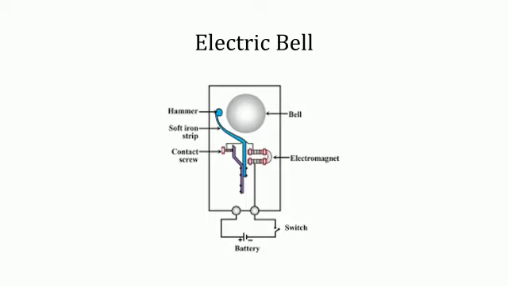The wire is no longer an electromagnet. The hammer then comes back to its original position and the iron strip then touches the contact screw. The electric current is then immediately restored and again the hammer hits the bell by the above process. This action repeats itself and the bell rings.